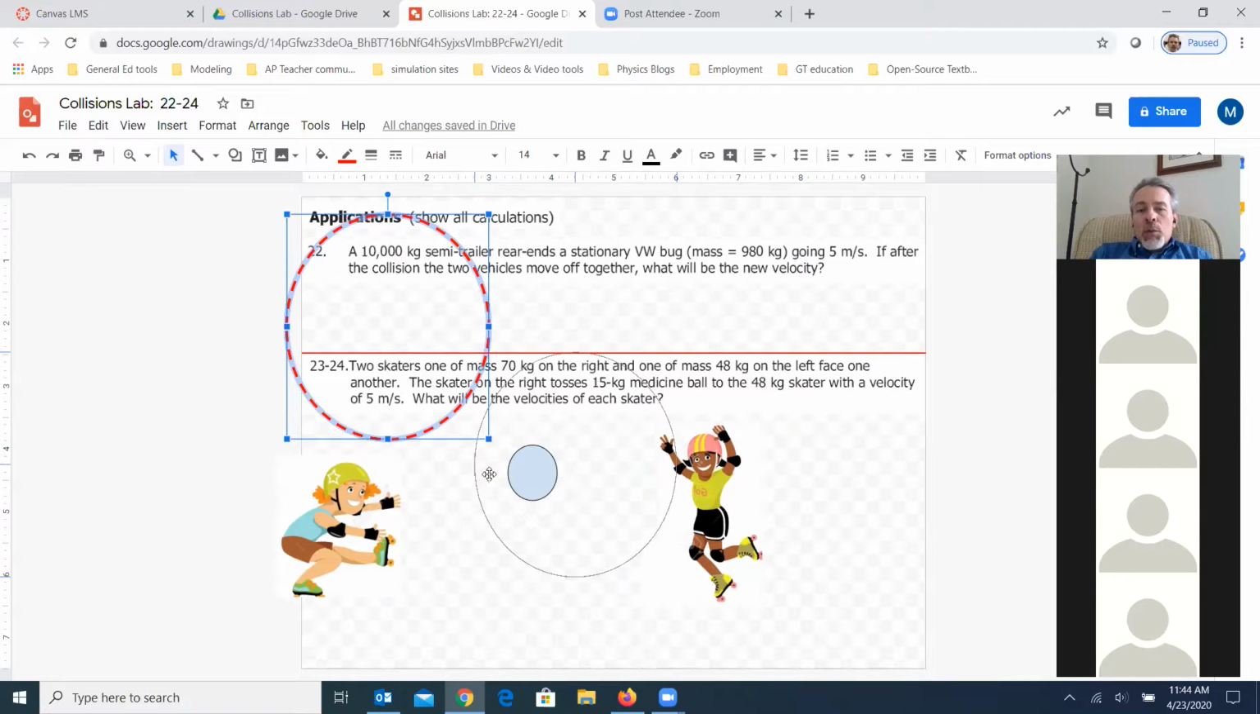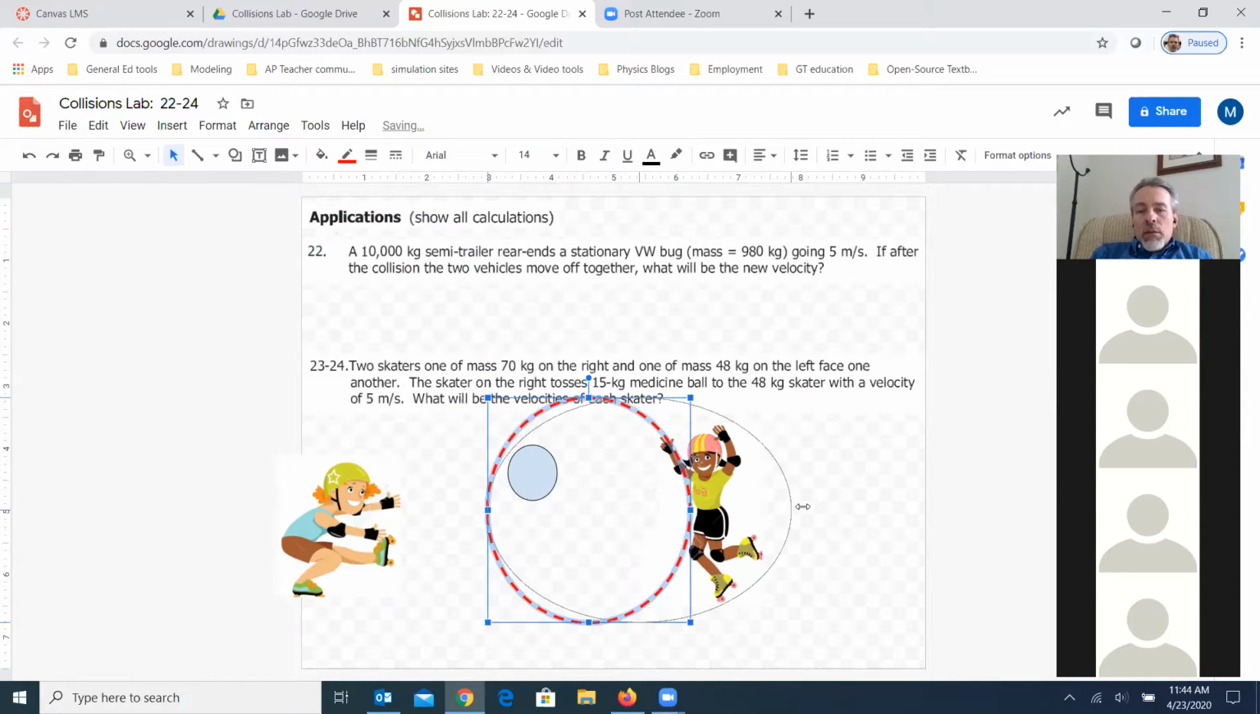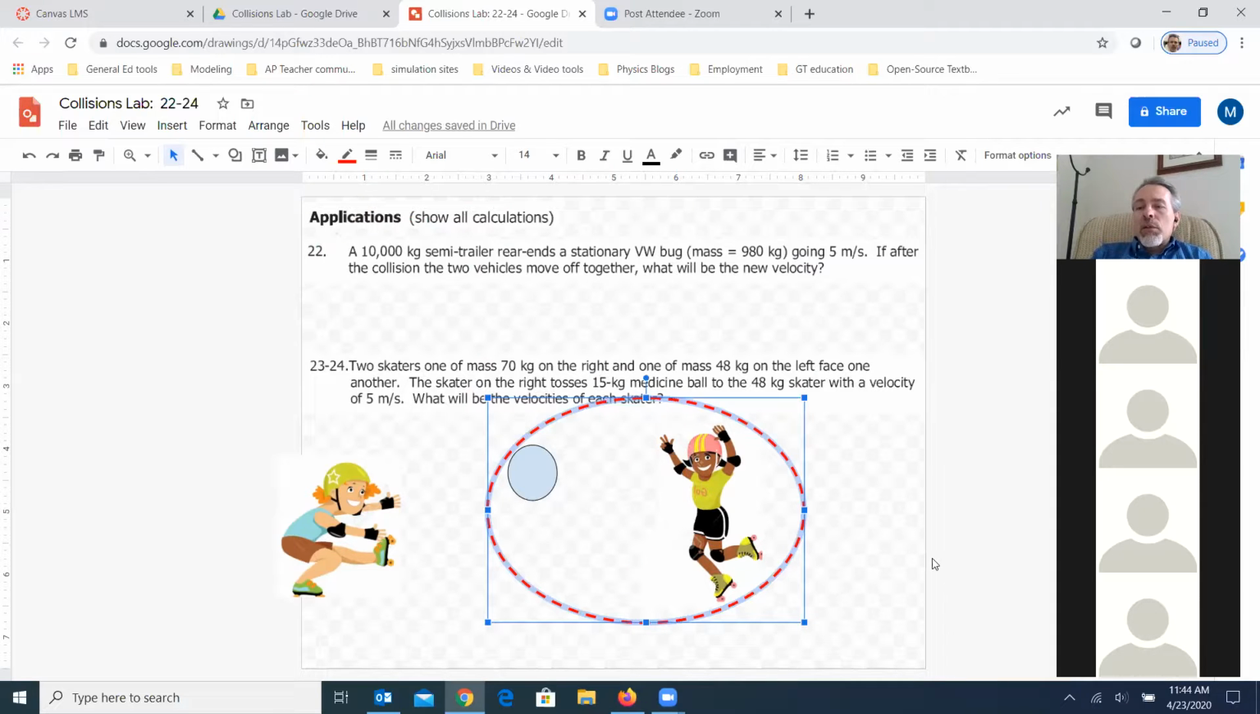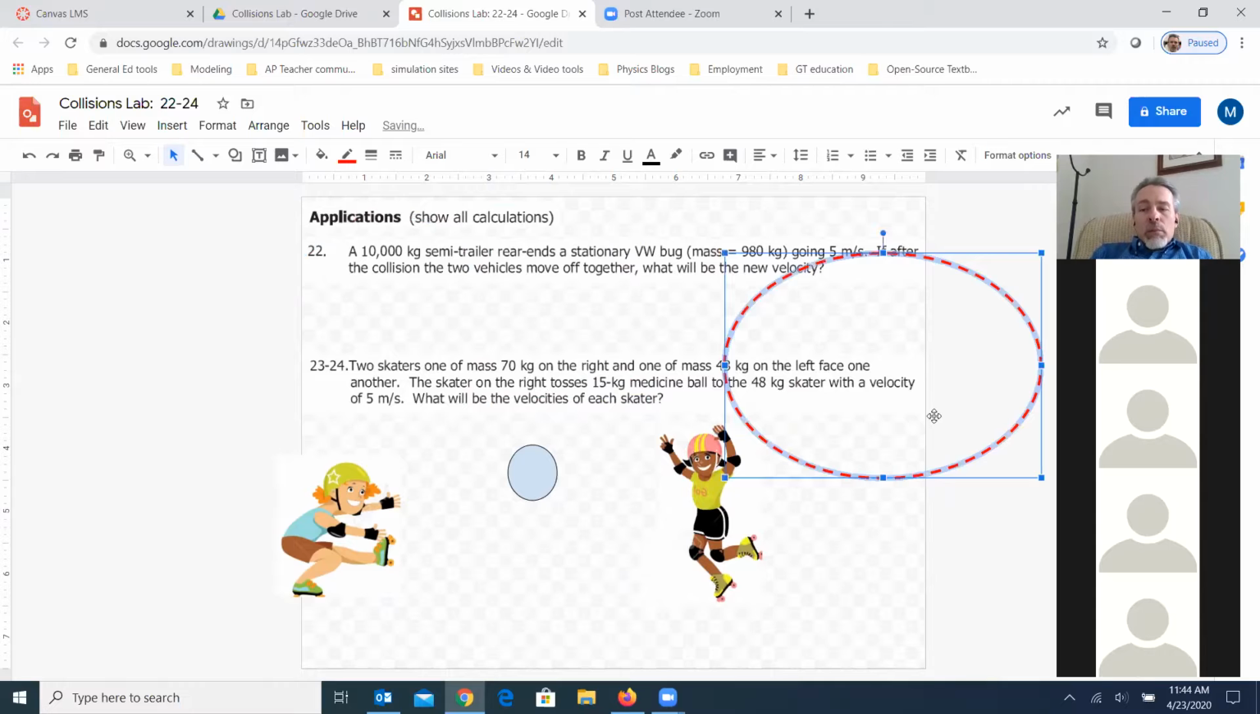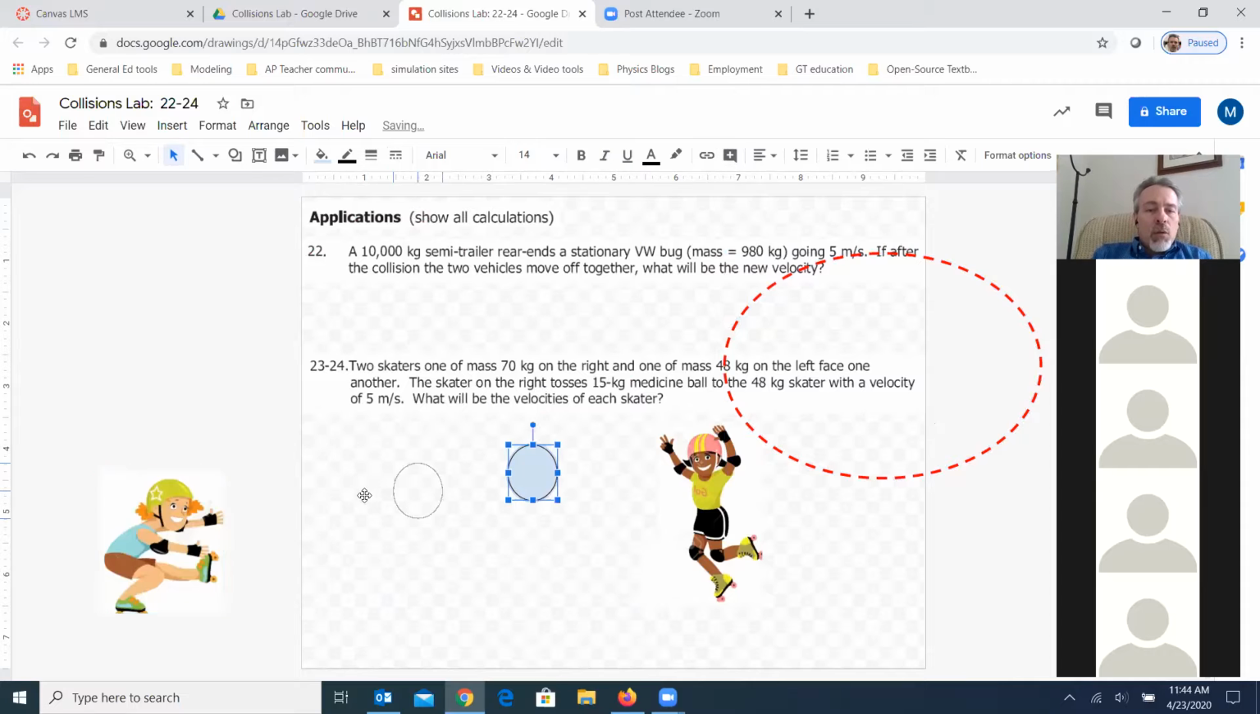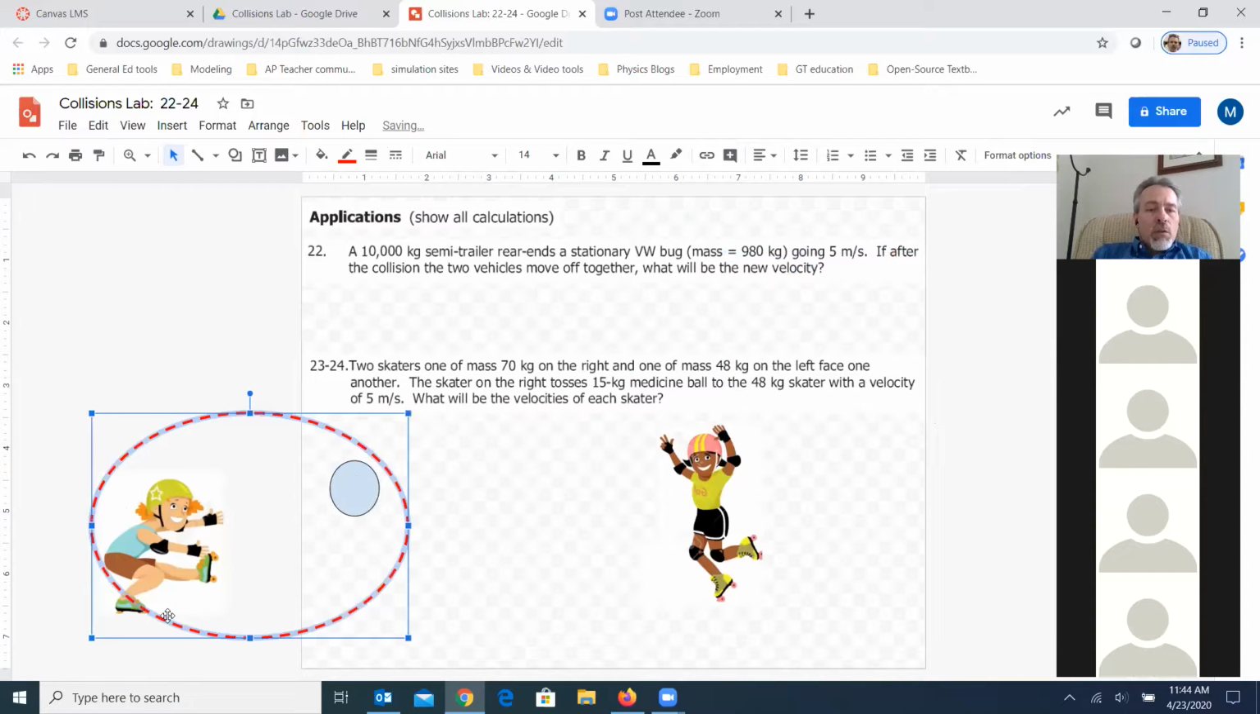So when we're talking about number 23, and again, we're just talking about the girl on the right and the ball, do you guys think you understand what you're doing there? Give me a thumbs up if you're getting that. Okay, all right. Now for the second part of this problem, the girl on the left is going to catch it. So now we're getting ready to do number 24. This is the system now for number 24. It's just the ball and the girl on the left.